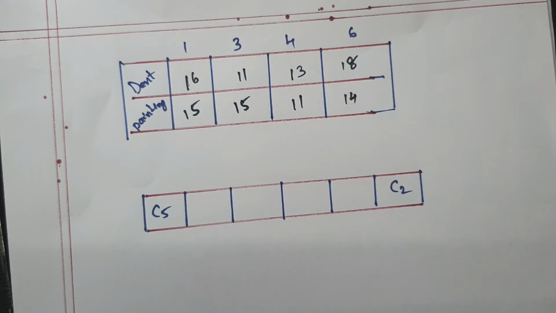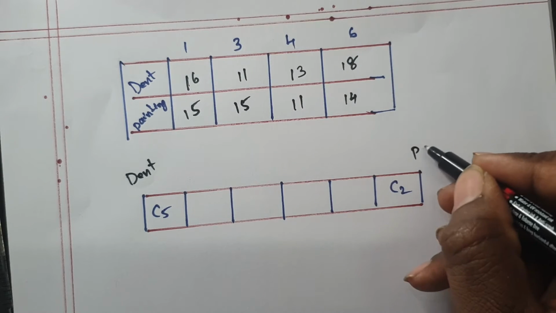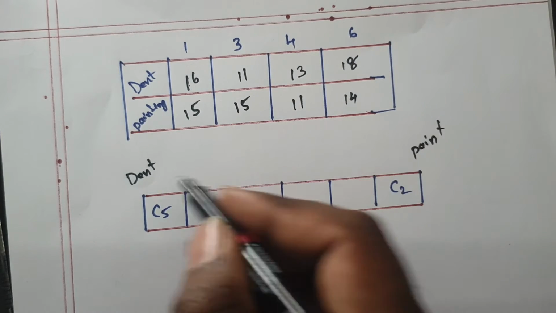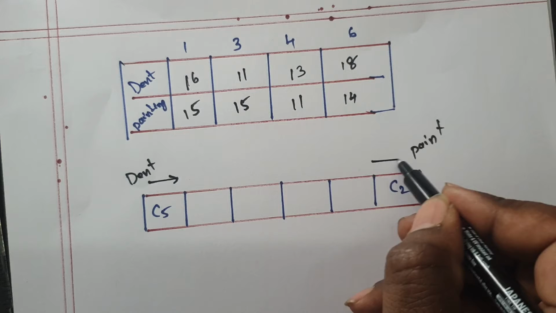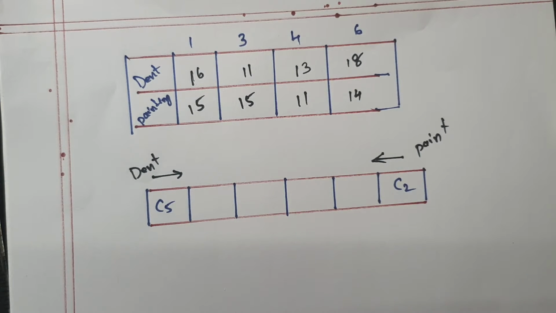Here I already wrote: the first one is known as denting and the second one is known as painting.